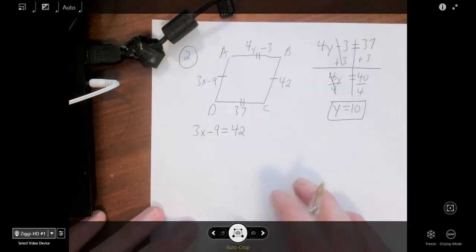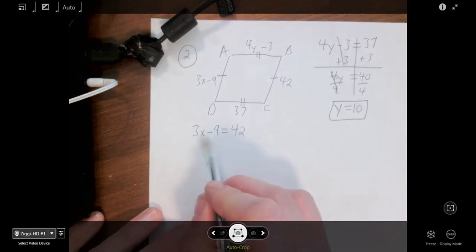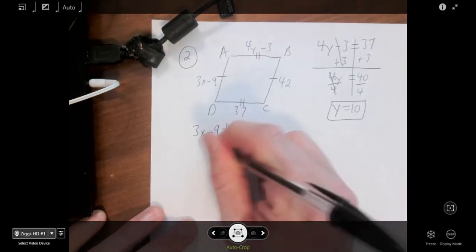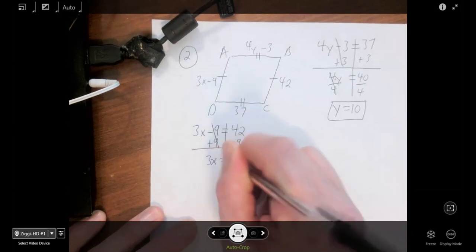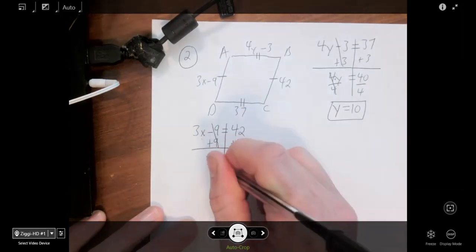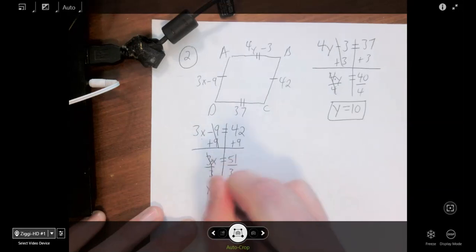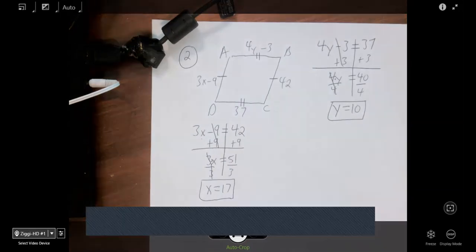All right, and we need to do the same thing for X. This is 3X minus 9 equals 42. So we want to undo subtracting 9 first. The opposite of subtracting 9 is adding 9. So that's going to give us that 3X is equal to 51. That's 3 times X. So we can undo multiplying by 3 by dividing by 3. So that gives us that X is equal to 17. So that's how we end up with that answer that Y is 10 and X equals 17.